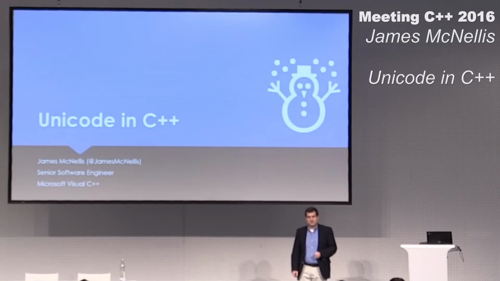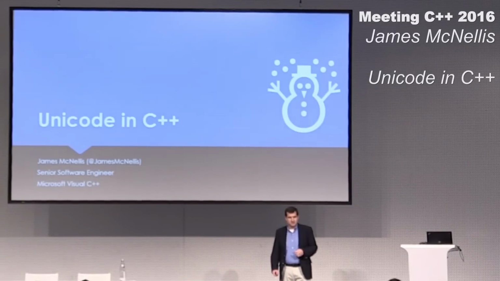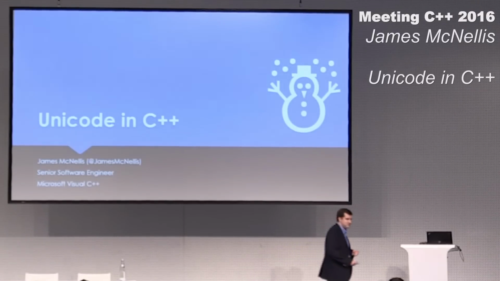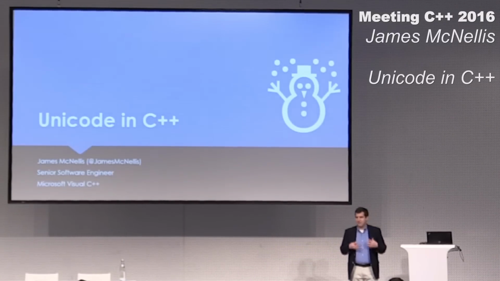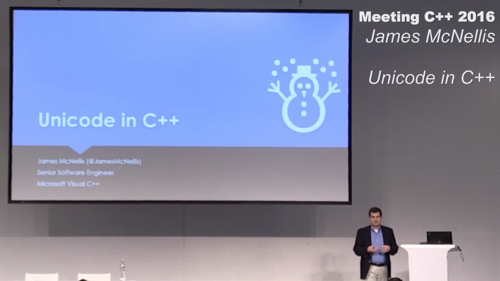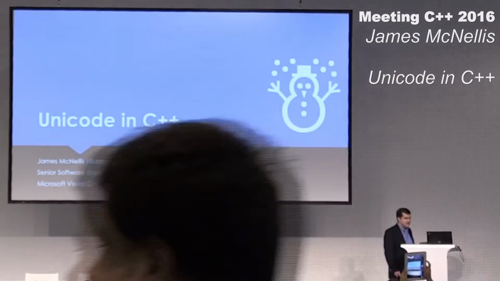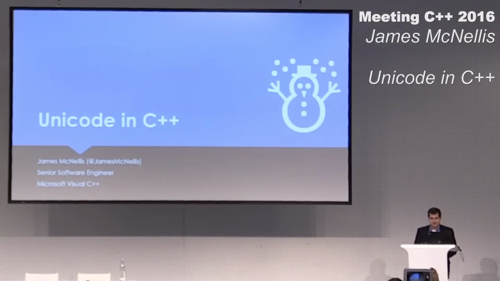I'm a member of the Visual C++ team at Microsoft, where I work on our C and C++ standard libraries, amongst other things. And I'm here today to talk about Unicode in C++. The bulk of this talk is actually going to be about Unicode and text encoding, and then toward the end we'll talk about how things are done in standard C++ using the standard C++ library, but also using a few other libraries.